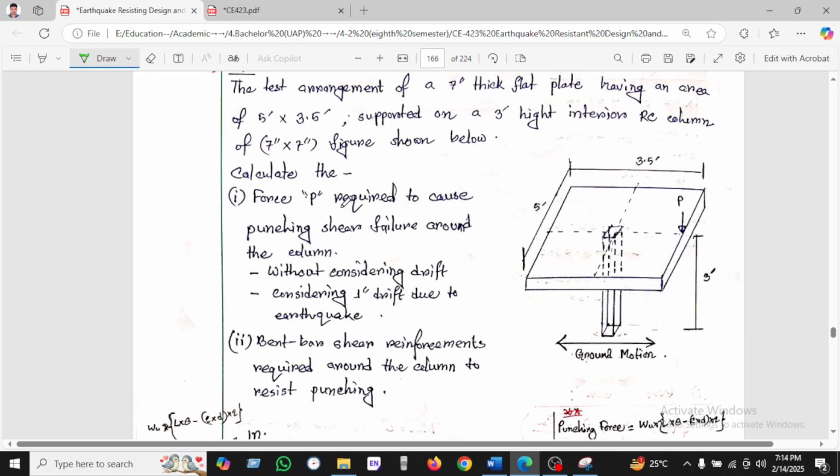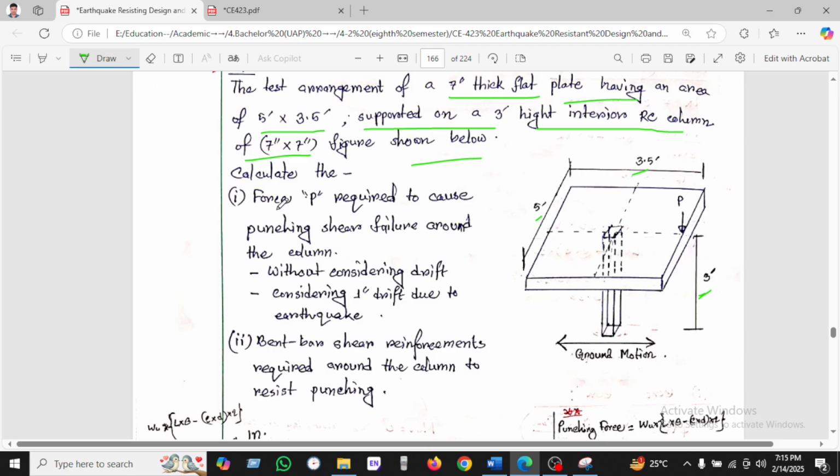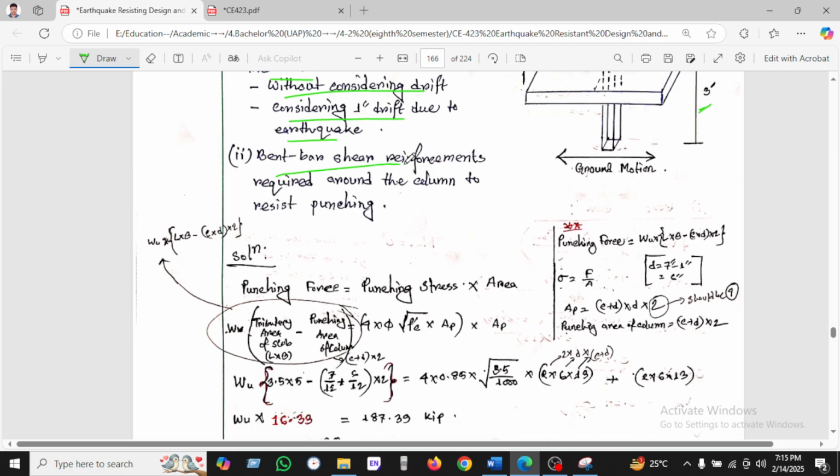Okay, let's see another one, in which the test arrangement is a 3 inch flat slab having an area of 5 feet by 3.5 feet, supported at 3 feet height on an interior RC column 7 feet by 7 feet, given below. We have the 5 and 3.5 given, and 3 feet is given as the ground motion. Calculate the force P required to cause punching shear failure in the ground column without considering drift, and considering 1 inch drift earthquake. The second is the bent bar required around the column for the punching.